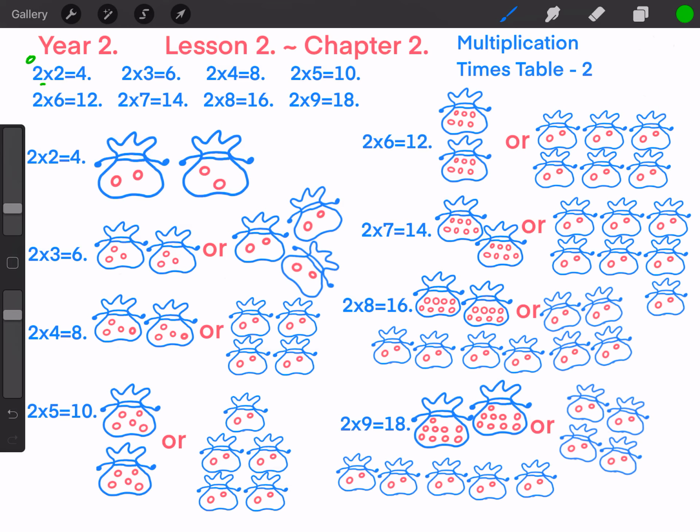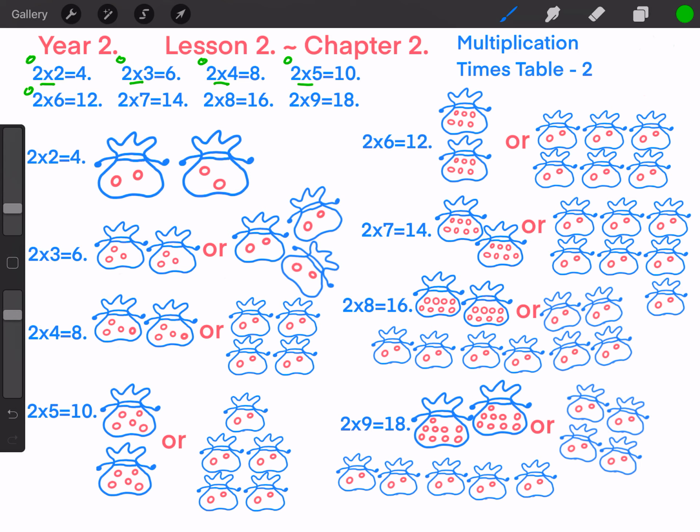2 times 2 equals to 4. 2 times 3 equals to 6. 2 times 4 equals to 8. 2 times 5 equals to 10.